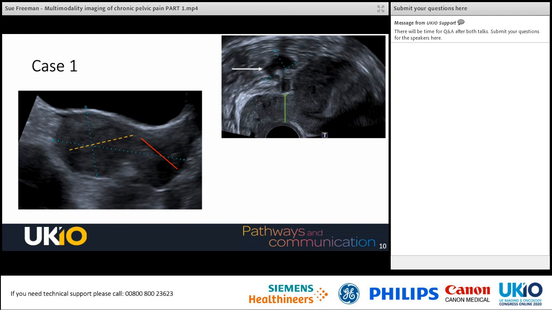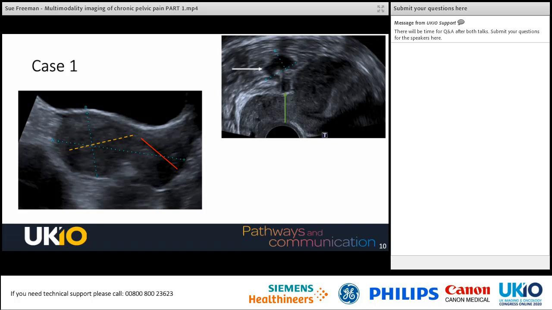Transvaginal ultrasound immediately revealed this appearance. It is a hypoechoic nodule which is invading into the anterior rectum, and this is a large muscle invasive endometriotic deposit, and it's indicated with the white arrow. There's also a further retrocervical deposit indicated by the green arrow.